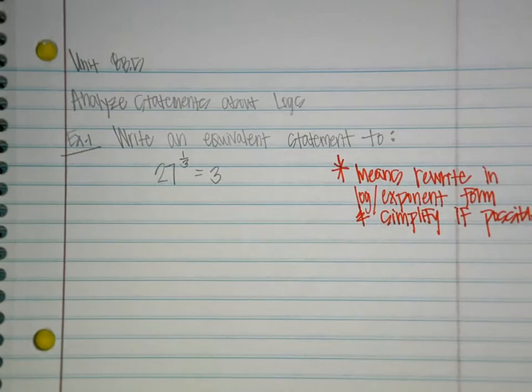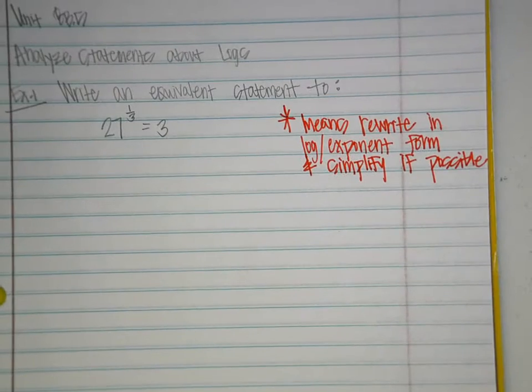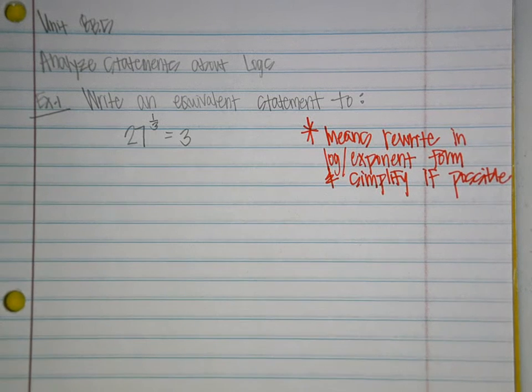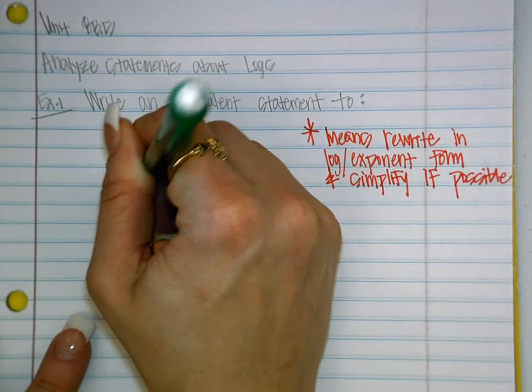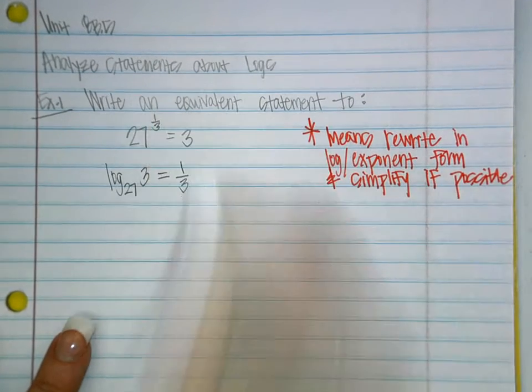Okay, so rewrite in either log or exponent form, whichever one it's not in. Rewrite it in the other form and then simplify if you can. So this is already written in exponent form, so we want you to write this in log form. How would you write this in log form? Ben. Log base 27 of 3 equals 1/3.